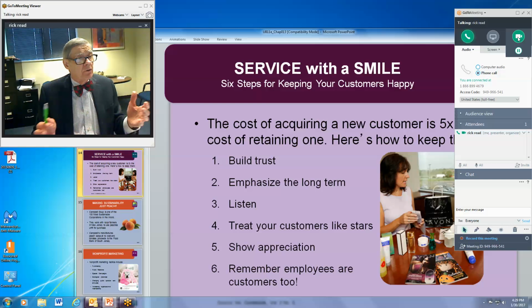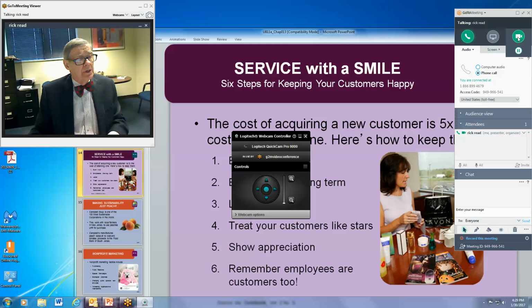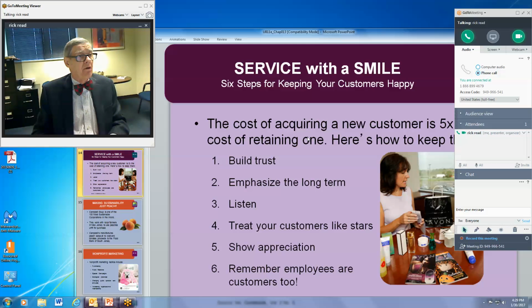I'm not going to go through this slide because I think most of it is pretty self-explanatory. But let's look at the headline here, Service with a Smile. You want to keep your customers not only happy, you want to keep them engaged, and you want them to return. And you can't do that unless you have a smile.